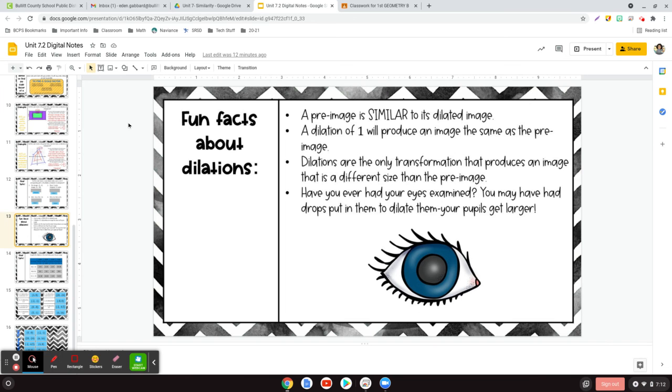So just some fun facts about dilation. Remember that the pre-image is similar to its dilated image, and a dilation of 1 will produce an image that is the same size as the pre-image. Dilations are the only transformation that produces an image that is a different size than the pre-image. And a little real life connection here for you. If you've ever gone to the eye doctor and they've put those little drops in your eyes and they say they're going to dilate your eyes, well, they're really putting those drops in your eyes to make your pupils get bigger.